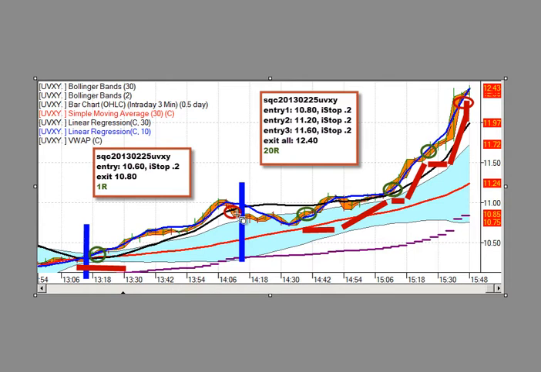When the price and the ribbon cross the 30 period, I decide to get out because I can see the regression line crossover signal starting to appear, and so we get the exit at 1080, and that's 1R in the bank. And now I'm watching to see what price is going to do with respect to the Bollinger Band mean.